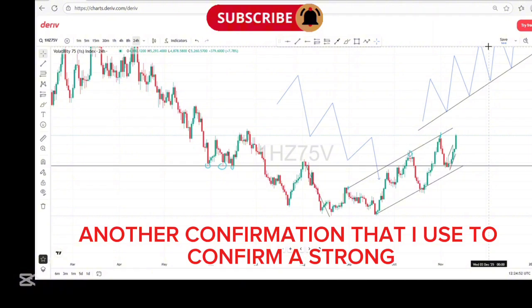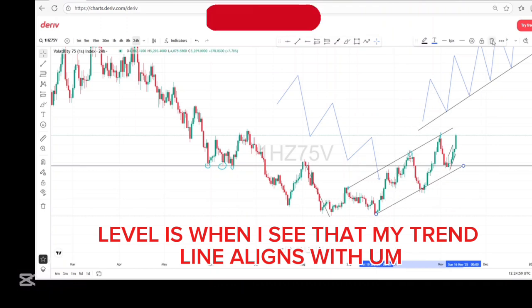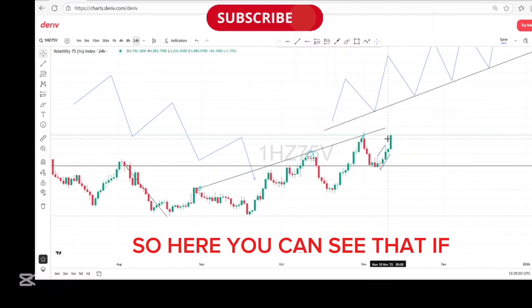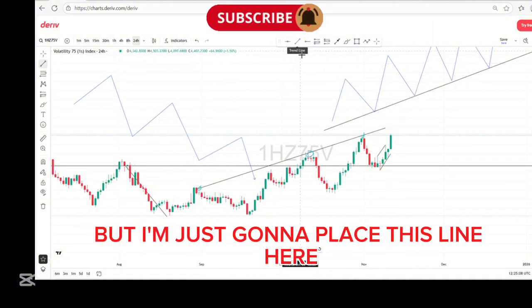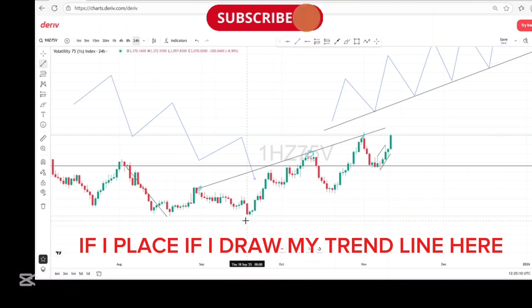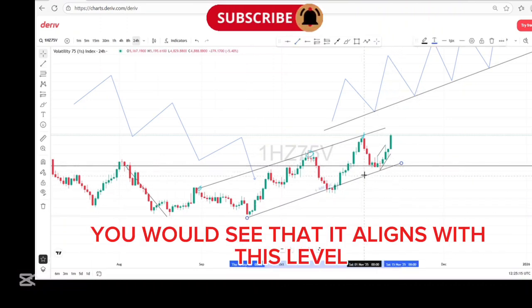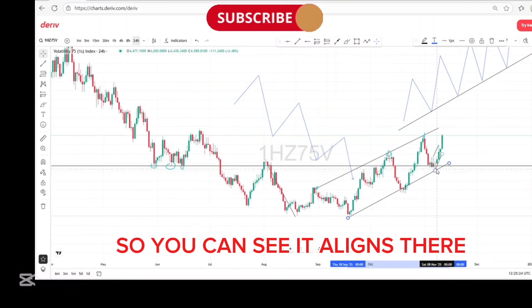Another confirmation that I use to confirm a strong level is when I see that my trend line aligns with the support and resistance line. Okay, so here you can see that, I think this will be clearer on a lower time frame, but I'm just going to place this line here. If I draw my trend line here, you would see that it aligns with this level, which I already pointed out as my support and resistance level. Okay, so you can see it aligns there.